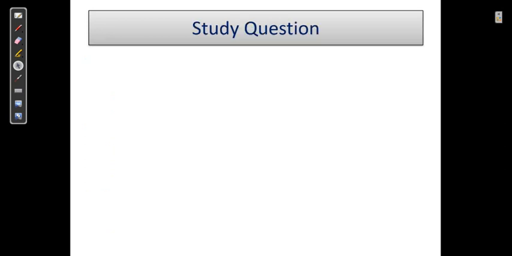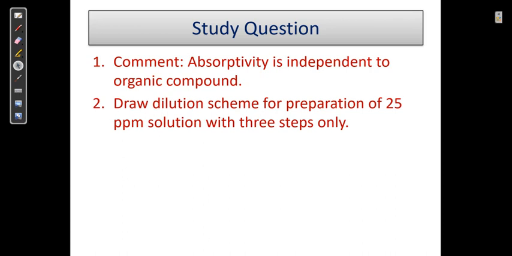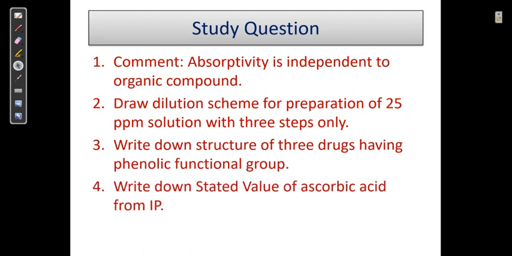Next are some study questions. The first comment is: absorptivity is independent of the organic compound. Second is: draw the dilution scheme for preparation of 25 ppm solution with 3 steps only. Third one is: write down the structure of 3 drugs having the phenolic functional group. Fourth one is: write down the stated value of ascorbic acid from IP. And fifth one is: convert 3% weight by volume into ppm.